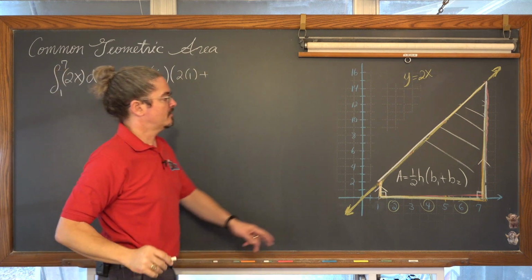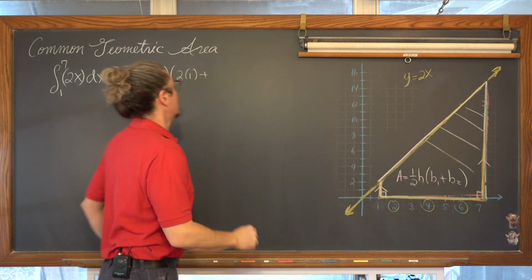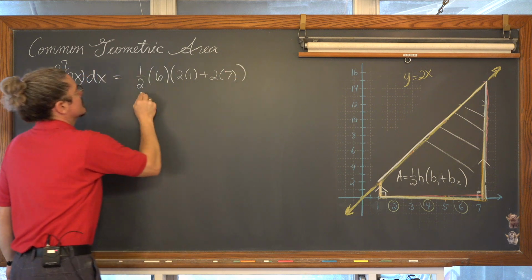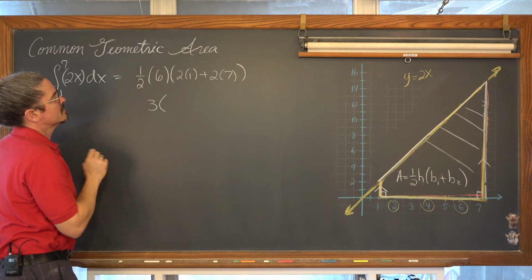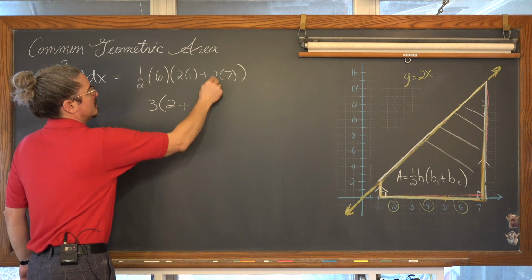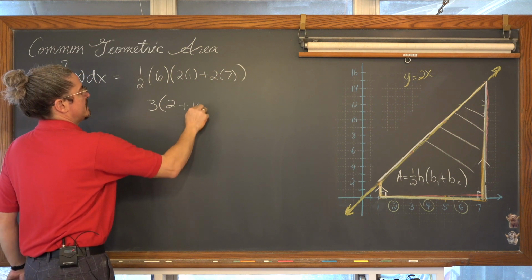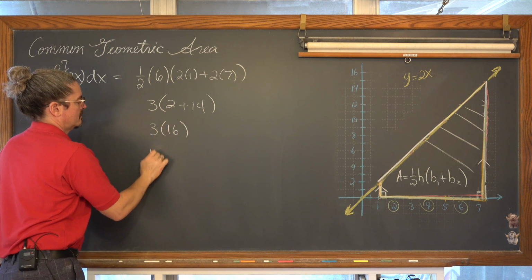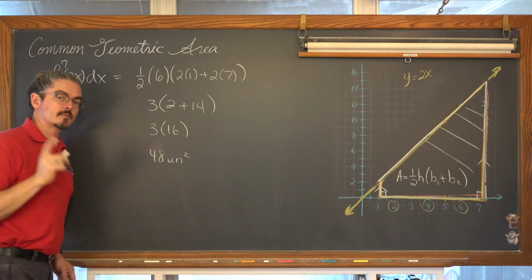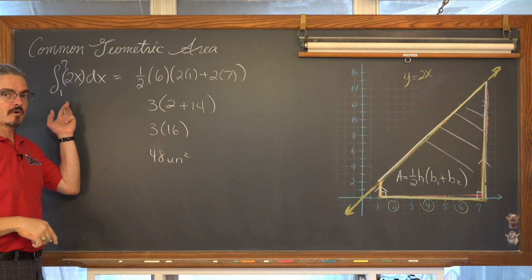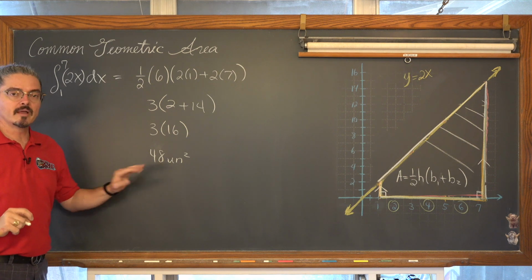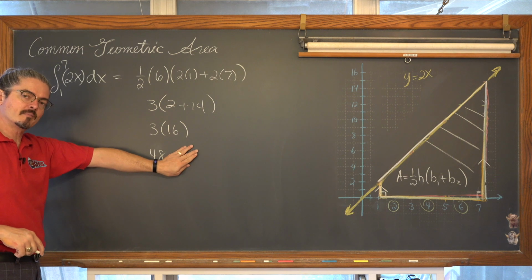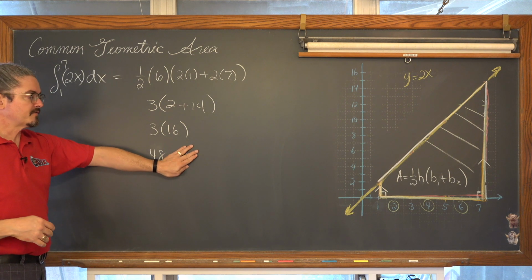The height of, or the length of this segment that we get from plugging 7 into the function y equals 2x. So we have half of 6, which is 3, times 2 times 1, which is 2, plus 2 times 7, which is 14. So we're looking at 3 times 16, which is equal to 48. And I'm doing square units because I know this definite integral problem is specifically applied to an area application. Square units may not make sense for some other definite integration problem.